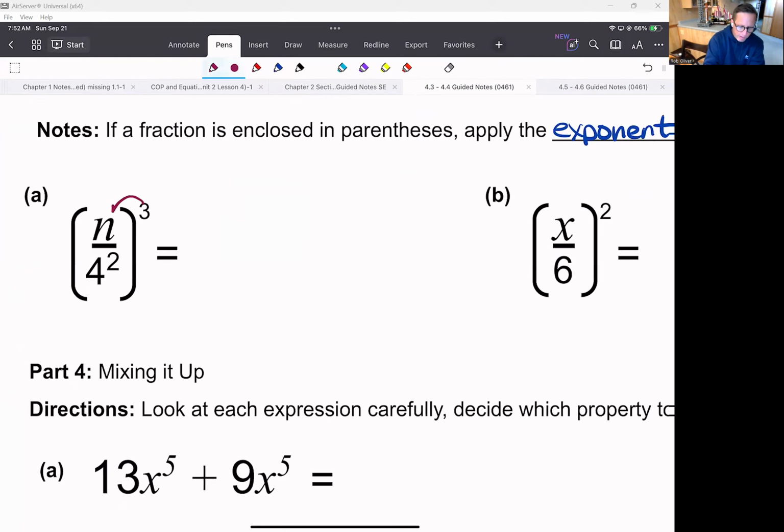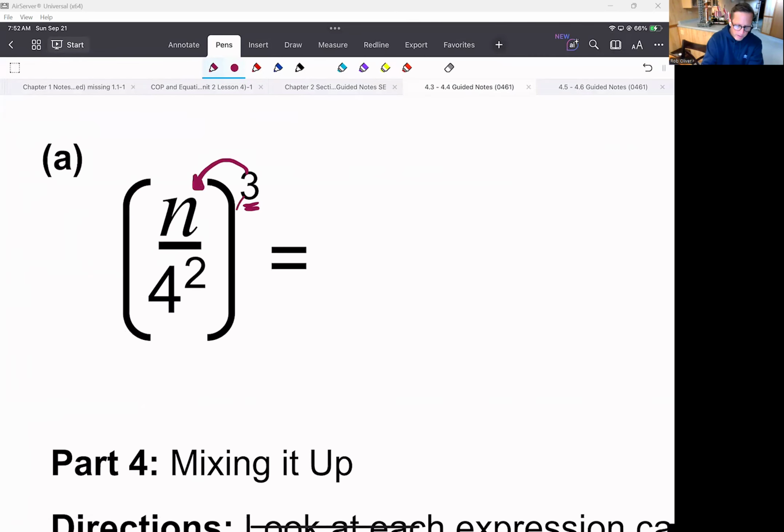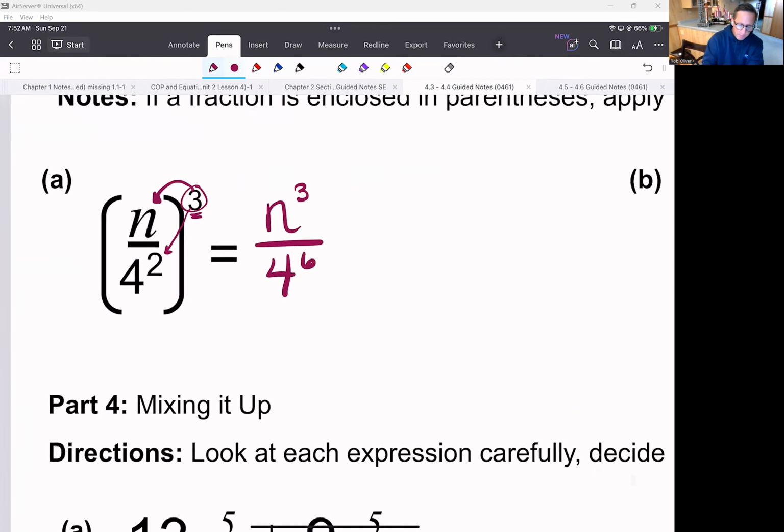So we're going to apply this 3, the exponent. That 3 is going to be applied to the numerator and the denominator, right? I know it looks like it only is up top here because that's how powers are noted, but it's outside the parentheses, meaning the whole thing is affected by it. So this really becomes n to the third, right? And then you have 4 squared cubed, which is 4 to the 6th. We can leave it that way.